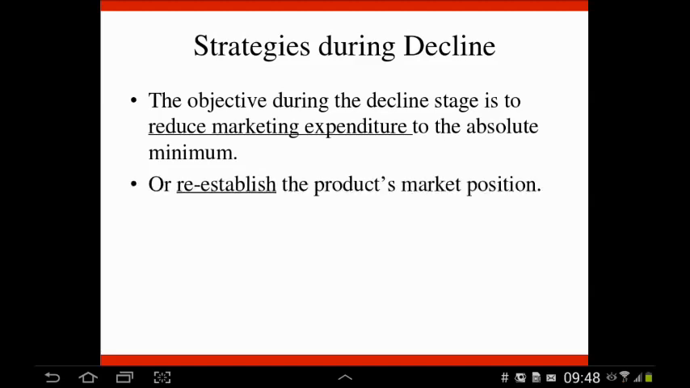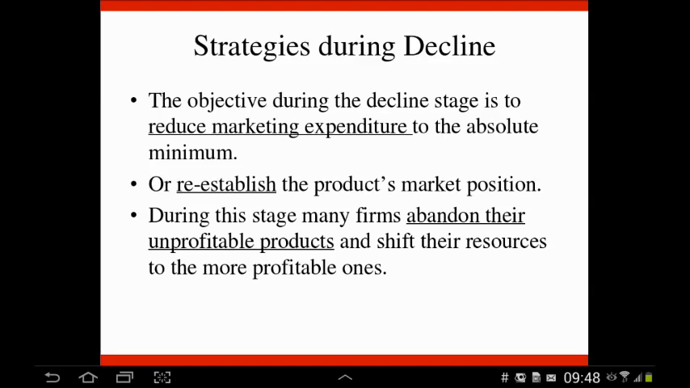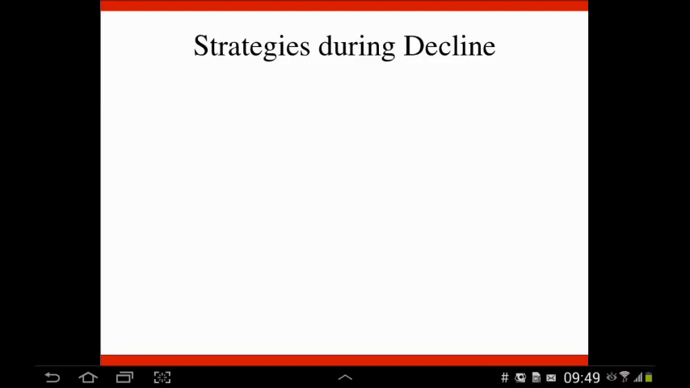The other option is to re-establish your product in the market, change its packaging, change its style, change its features, reposition it completely as an entirely new type of product. Some companies during this stage will completely abandon their unprofitable products, the products that don't really make much money, and take the resources that they were spending, like money and people and time, on those products and shift them towards their more profitable products.